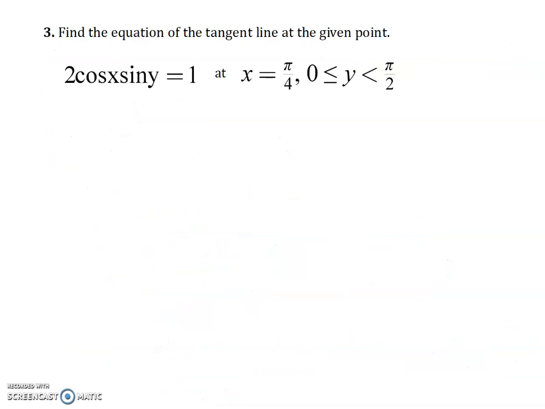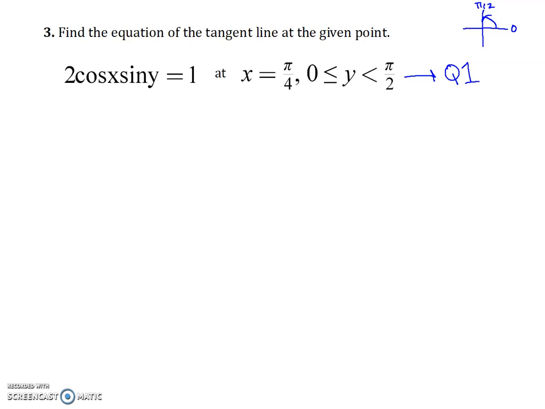Let's look at one last example with trig in it. Okay, so find the equation of the tangent line at the given point. So we've got 2 cosine of x sine of y equals 1, and they've given us the x value is pi over 4, and they're telling us y is between 0 and pi over 2. So that just means our y value is somewhere in quadrant 1, okay, because we know this is 0, this is pi over 2. So y's got to be somewhere in here.